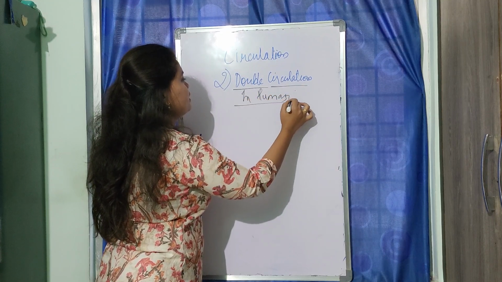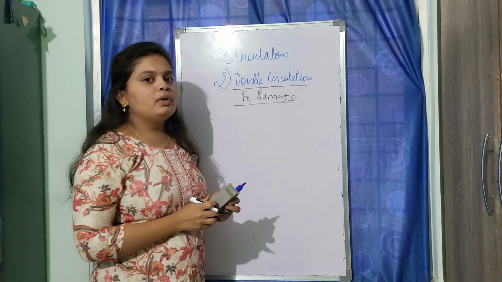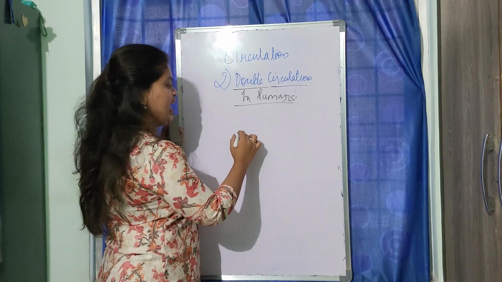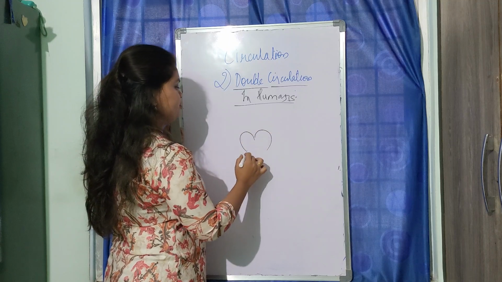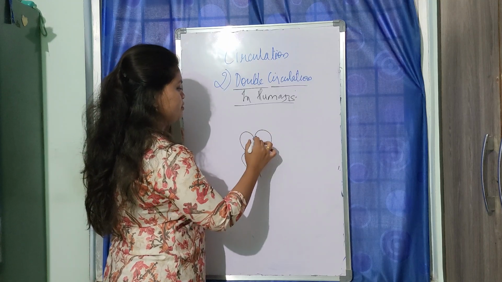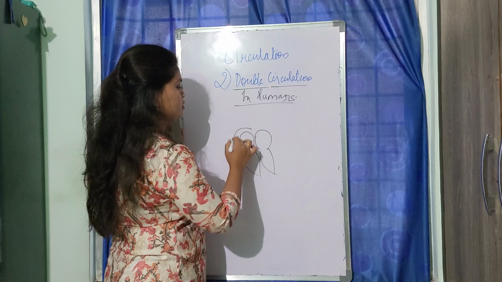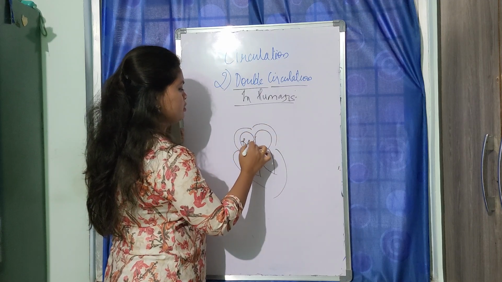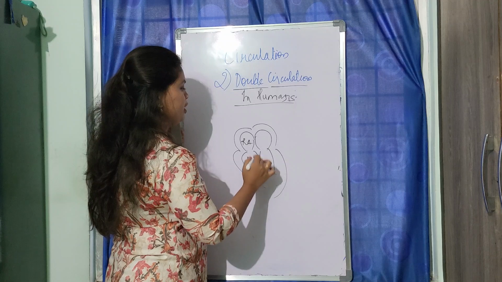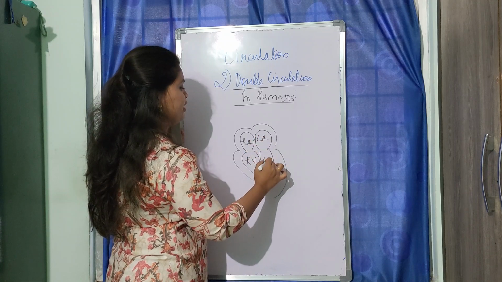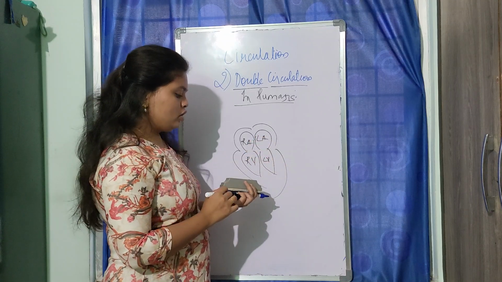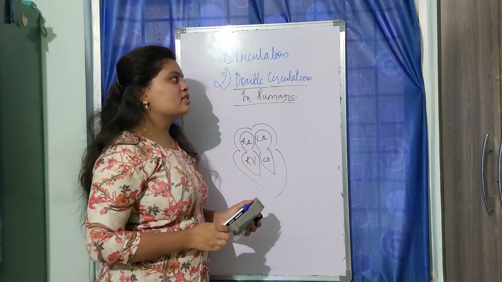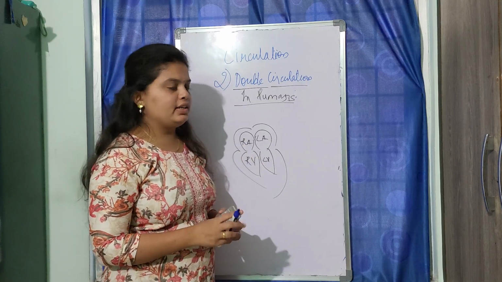So the next topic that we are going to deal with is double circulation in human beings. We all know that we have a 4-chambered heart: right atrium, right ventricle, left atrium, left ventricle. So this is a very simple diagram of our heart. Let us understand how double circulation occurs in us.